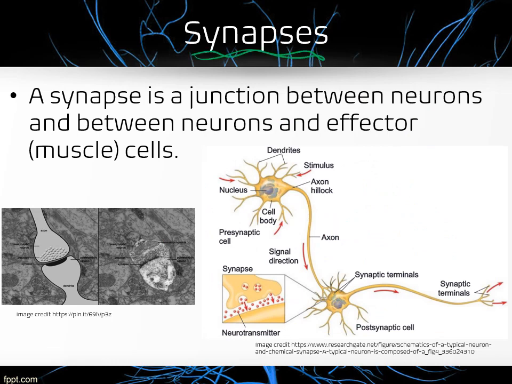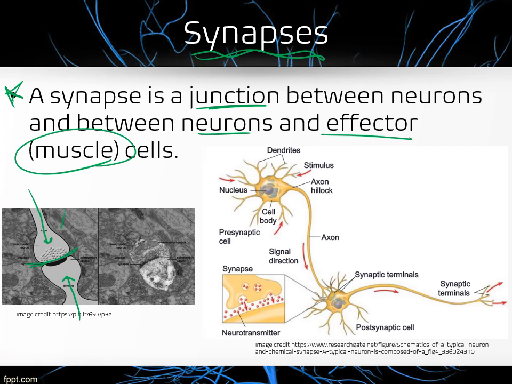We've talked about what's been happening along a nerve cell. Now we're going to talk about what happens between nerve cells. So a synapse is a junction, a gap between nerve cells, or between a nerve cell and effector cell, which is usually going to be a muscle cell. So here we're going to call this the presynaptic nerve cell. This is the postsynaptic nerve cell, and in between those two cells we have the synapse.